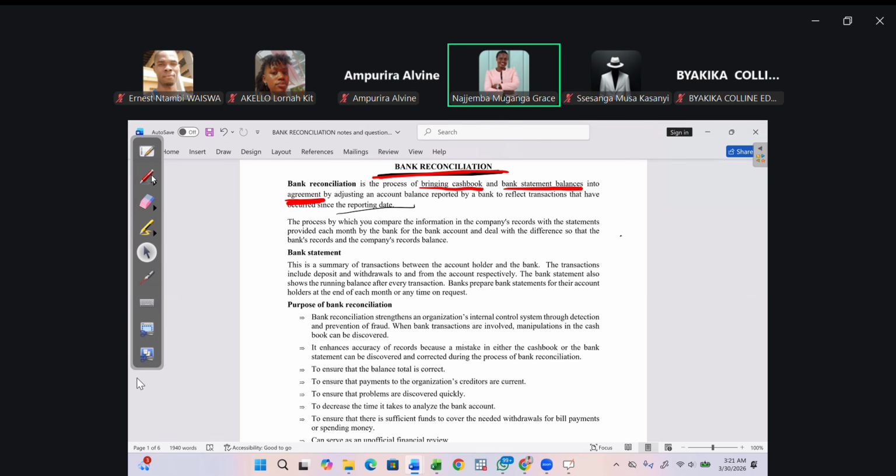Then we look at some of the terms that we are going to refer to. One is we have a bank statement. What is a bank statement?